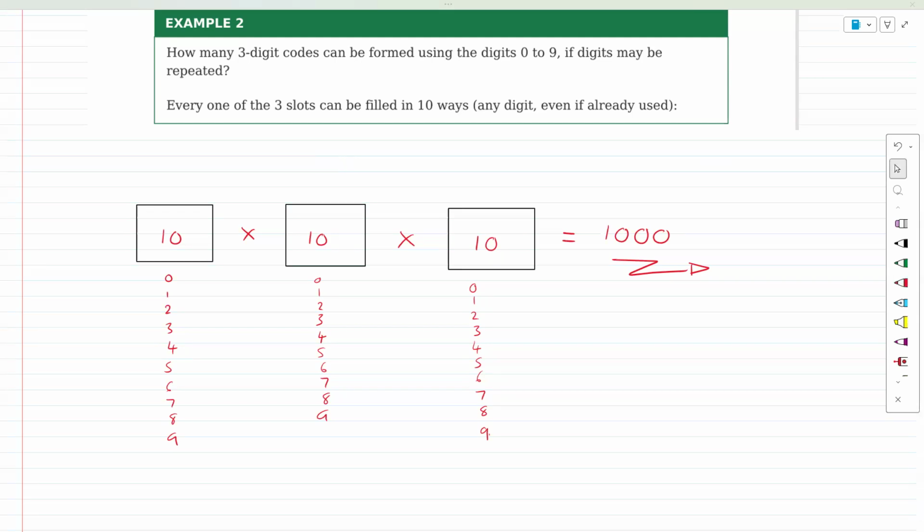This is 1,000, right? So the shortcut formula, whenever any repetition is allowed, all you have to do is take the n value. So if there's 10 options, you put it as 10. And if there's digits, maybe there's three slots, put 10 to the power 3. But that's only when repetition is allowed.